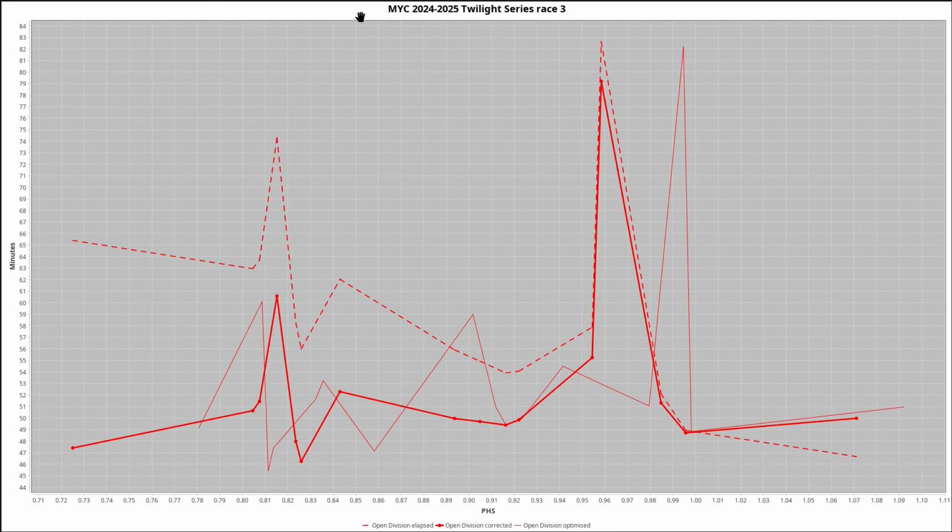Some big spikes here, but I think that's just a boat having a shocker. Don't know who that is. You could work it out if you really wanted to. It was a boat that was on 0.96.